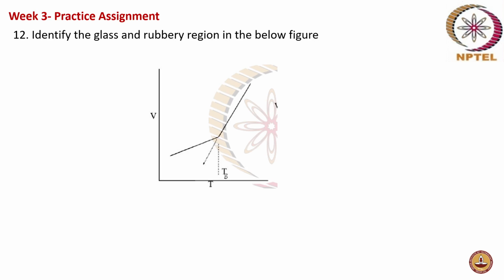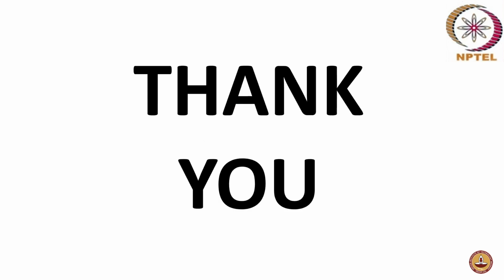Which point? Tg. Yes, Tg, the glass transition. Above Tg is rubbery, and below Tg is glassy. So above Tg, it is the rubbery region where your volume changes are higher, and below Tg there is the glassy region where your volume changes are lower. Okay. This is how it is, and that's it with the questions.